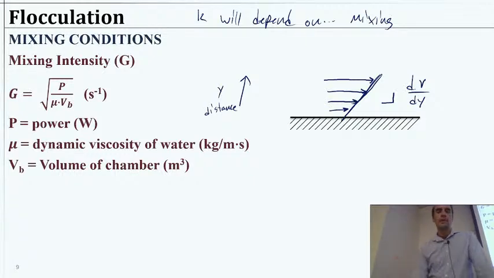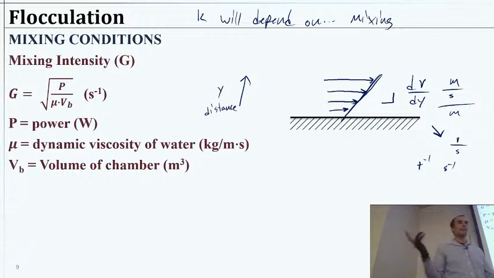And if we look at this, that will be a change in velocity. So change in, let's say, meters per second divided by meters. So this will give us units of 1 over time, or time to the minus 1, seconds to the minus 1. So our mixing intensity can be described in this way by saying, okay, we've got a paddle wheel or something flowing through. How steep is this gradient?